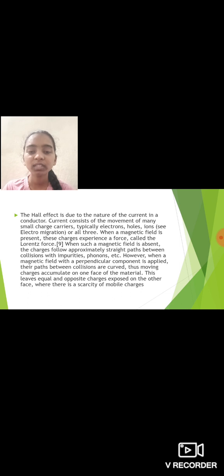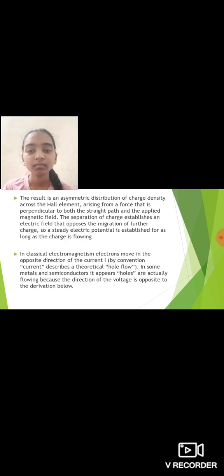Thus, moving charges accumulate on one face of the material. This leaves equal and opposite charges exposed on the other face, where there is a scarcity of mobile charges. The result is an asymmetric distribution of charge density across the Hall element, arising from the force that is perpendicular to both the straight path and the applied magnetic field.